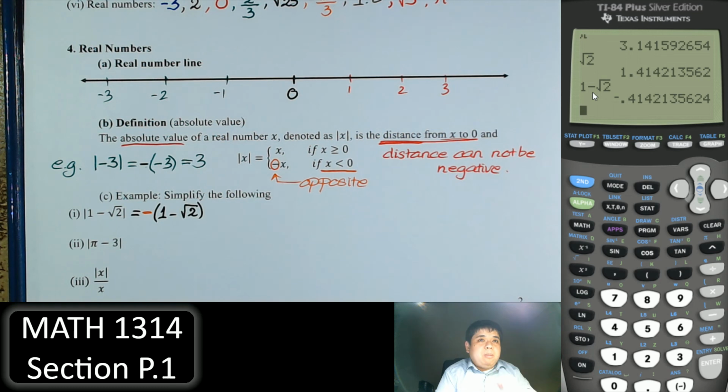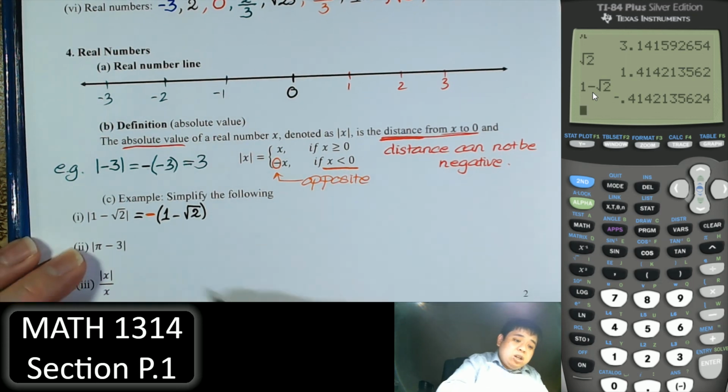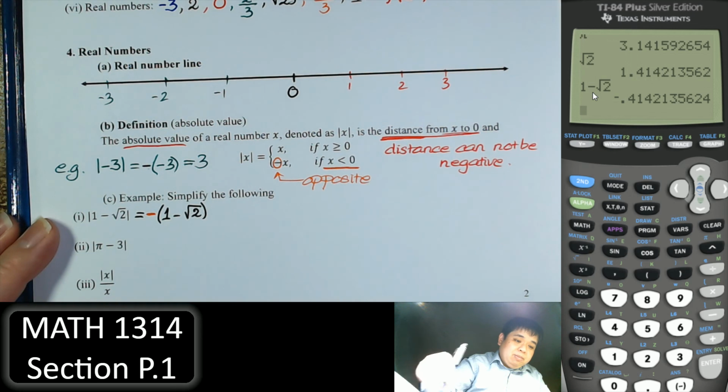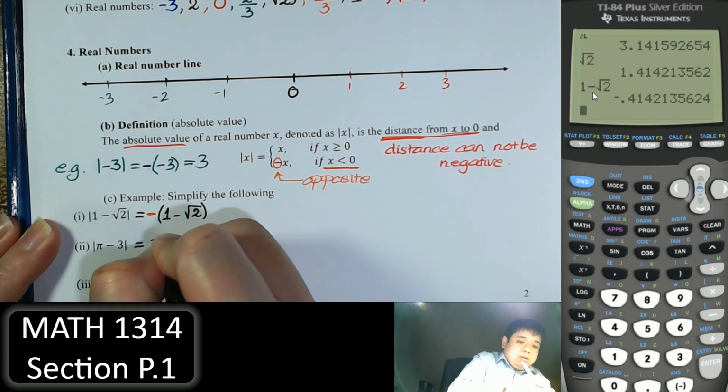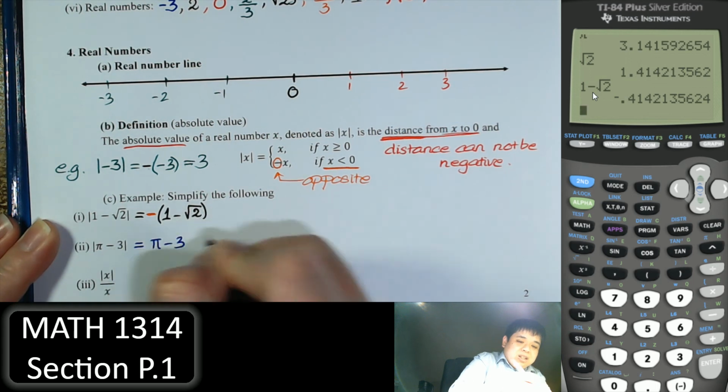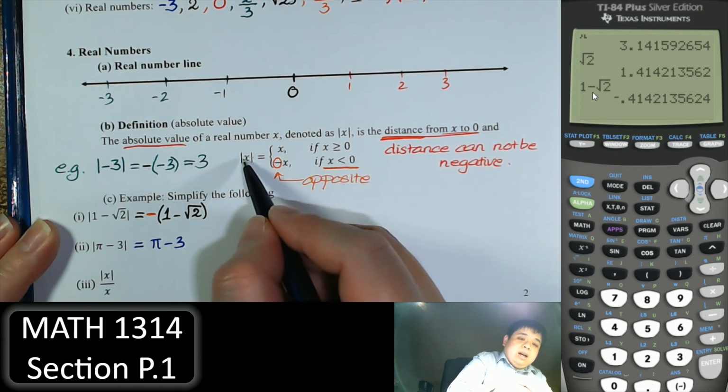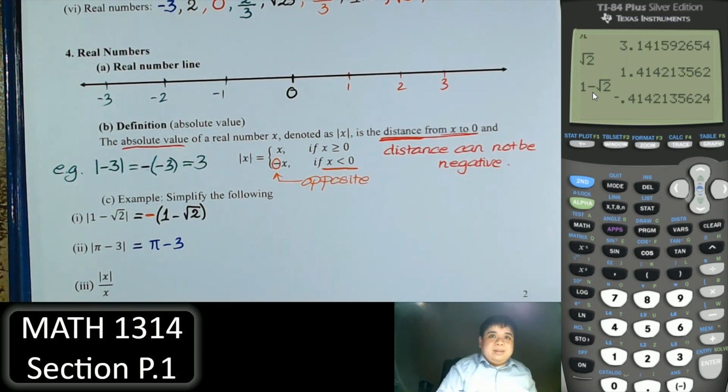Next, pi minus 3. We talk about pi, which is 3.14 something. So that minus 3 is going to be positive. Pi is bigger than 3, so pi minus 3 is going to be positive. If it's positive, it will stay the same. Positive, stay the same. Negative, turn to the opposite.